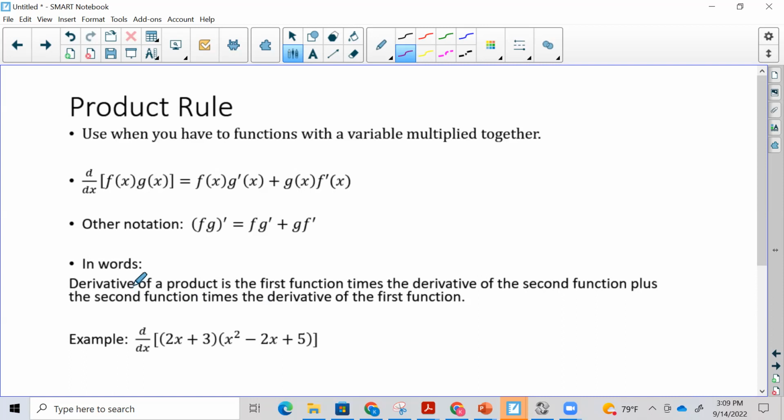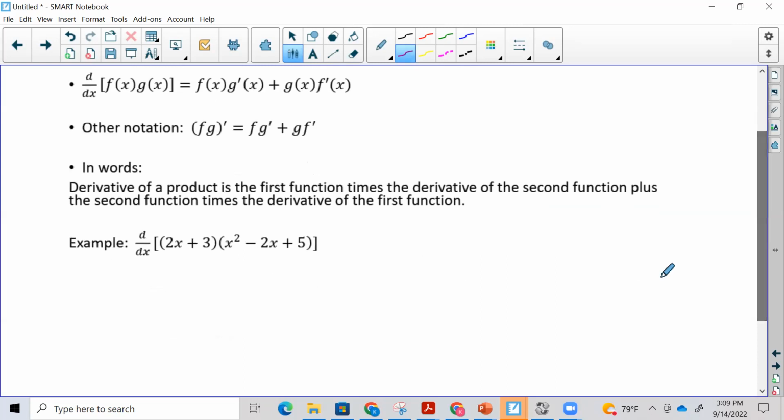And in words, the derivative of the product is the first function times the derivative of the second function plus the second function times the derivative of the first function. And like I said, I generally think of it as the first times the derivative of the second plus the second times the derivative of the first.